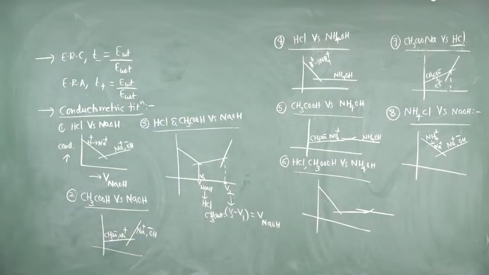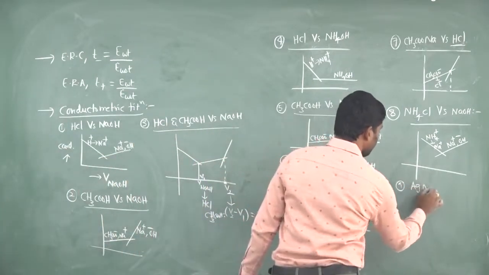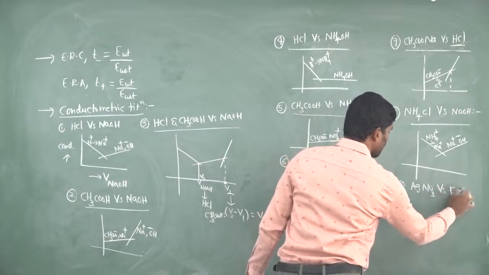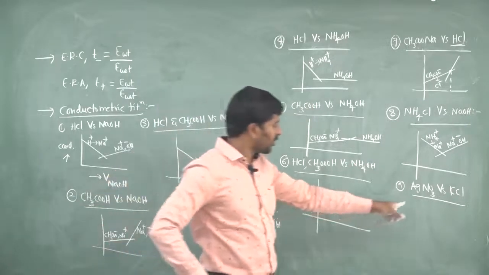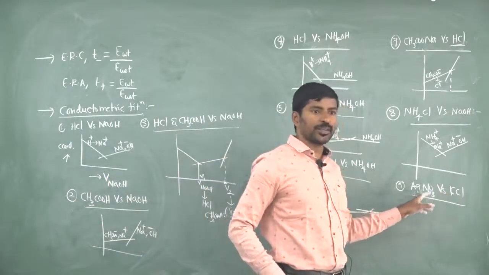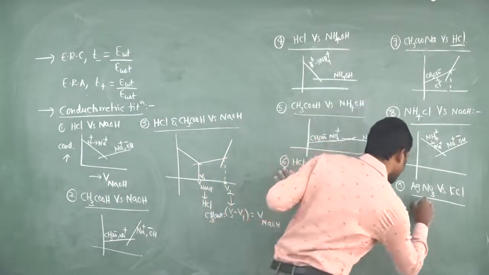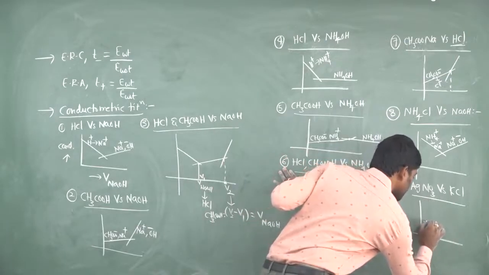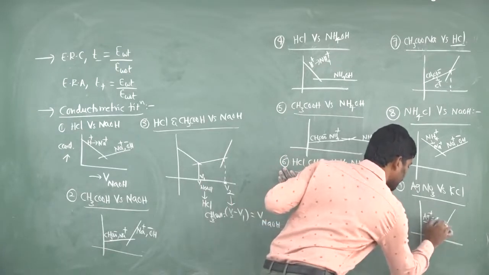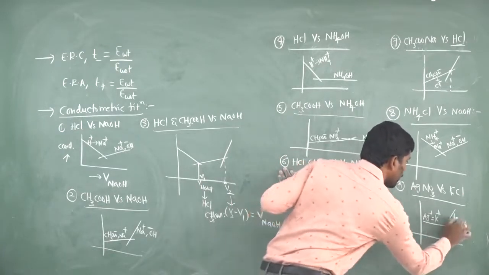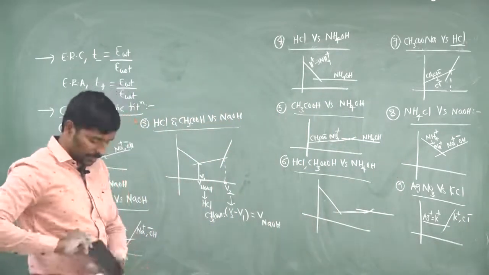Lastly, precipitation titration also we discussed. Precipitation titration: silver nitrate versus KCl. So AgNO3 is replaced by what? KNO3. During the reaction we get KNO3, that means Ag plus ions are replaced by K plus ions. But the conductivity values of Ag plus and K plus are almost the same, so no change. After that K plus and Cl minus ions increase, so conductivity increases. So like this we can get end points.